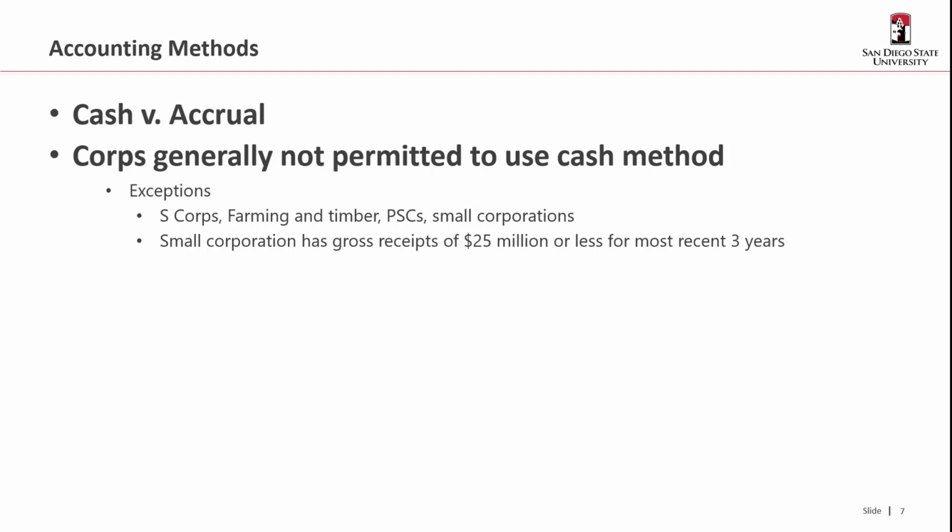So, of course, small is in the eye of the beholder, so it needs a definition. And fortunately, the Tax Cuts and Jobs Act now defines that as gross receipts of $25 million or less for the most recent 3 years, and that ends with the year prior to the tax year in which you're doing the test. So, for example, if we're in 2018, we would look at 2015, 16, and 17 to make the gross receipts test determination.